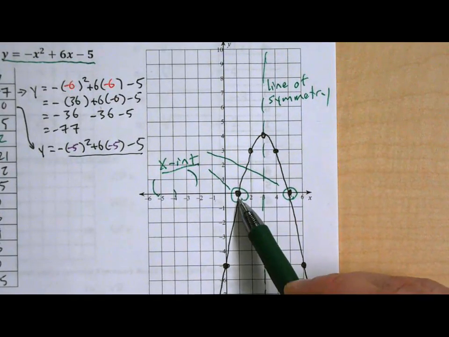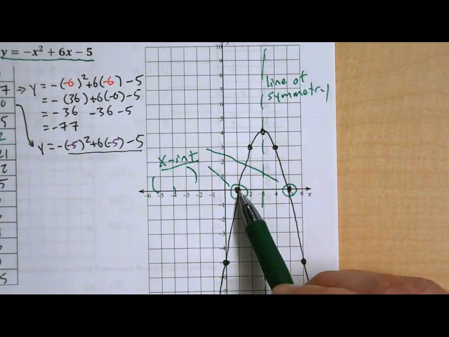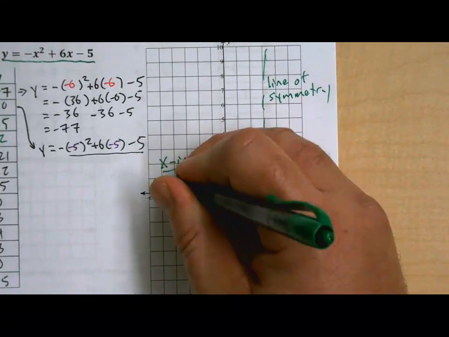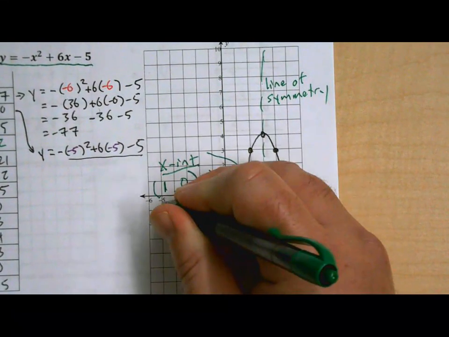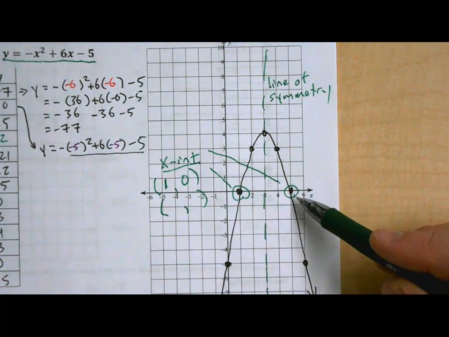This x-intercept is at, well, I'll tell you this one, then you tell me the other one. This one is at (1, 0). And then I'm also going to write the other one down. Can you find me the coordinates of my other x-intercept here?